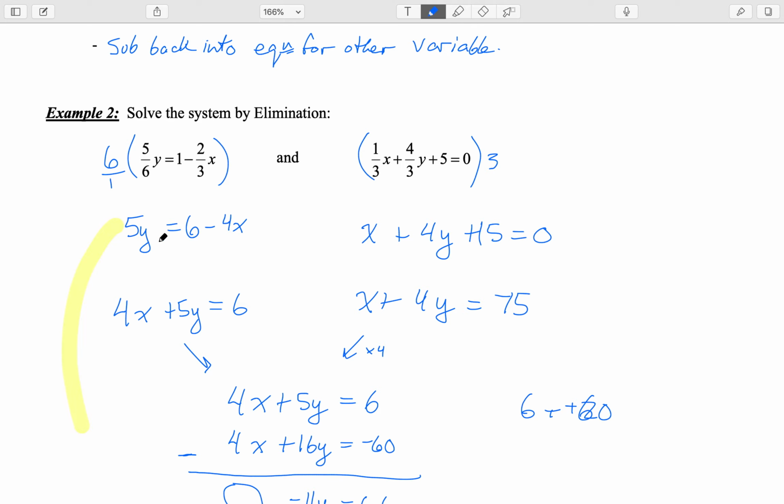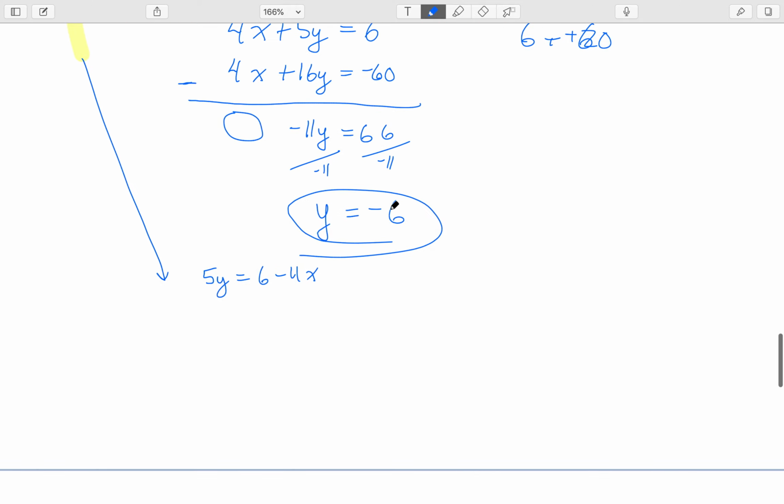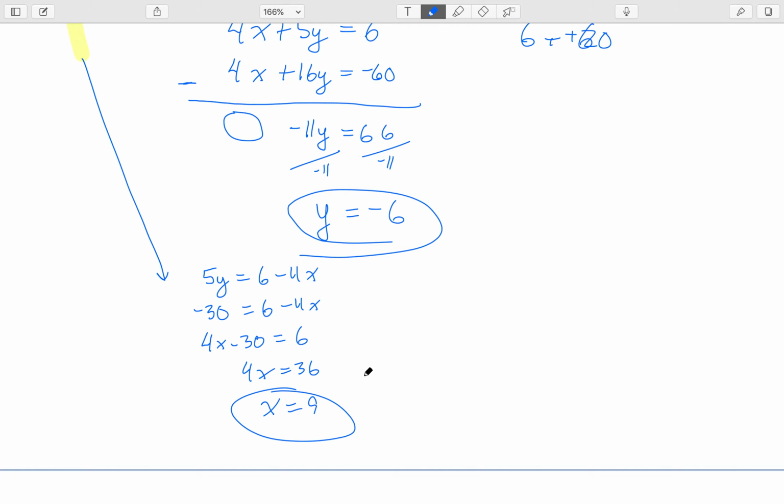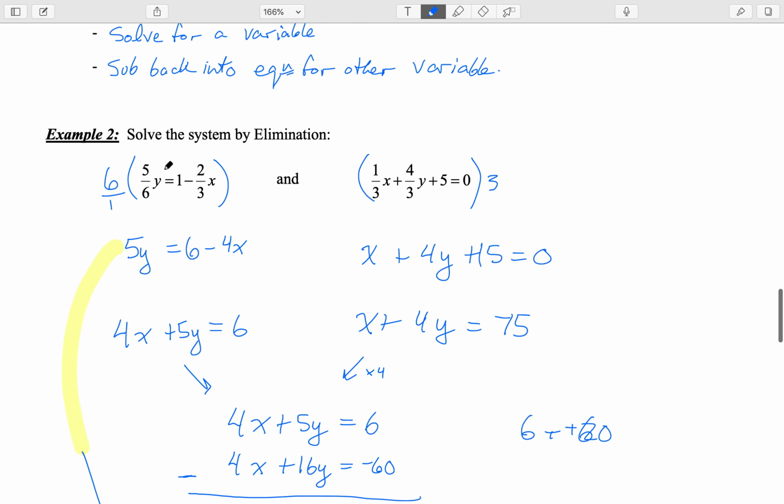Okay? So 5y is equal to 6 minus 4x, and I know what y is. Y is negative 6. Okay, so 5 times negative 6 is negative 30, is equal to 6 minus 4x. Now it's just a matter of solving. I'm going to add 4x over here, plus 4x. Here's what I get. I get 4x minus 30 is equal to 6. Add 30, add 30. 4x is equal to 36. There we go. X is equal to 9. Ta-da! So there's my answer. Y is equal to negative 6, x is equal to 9, and I avoided all these fractions.